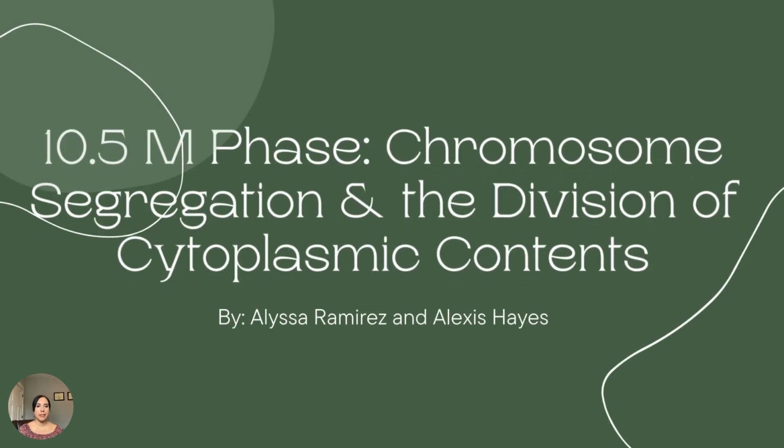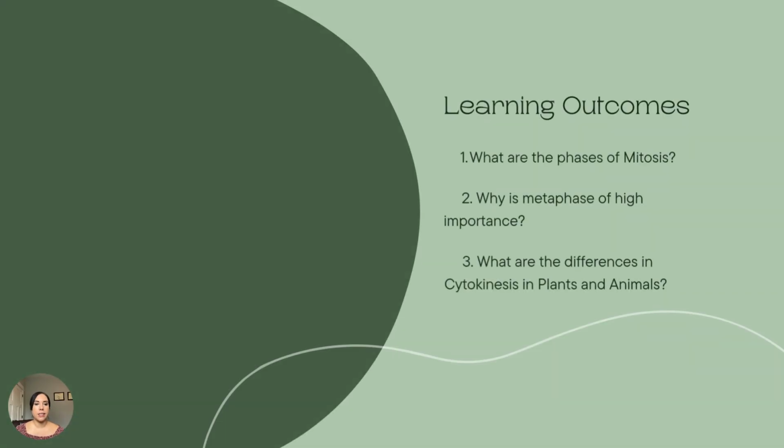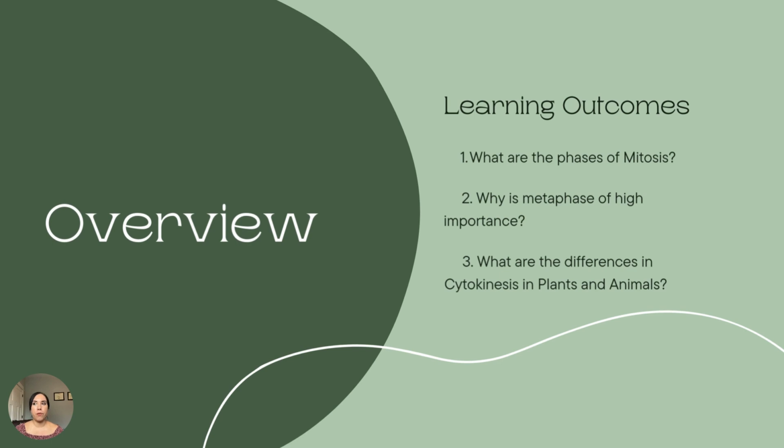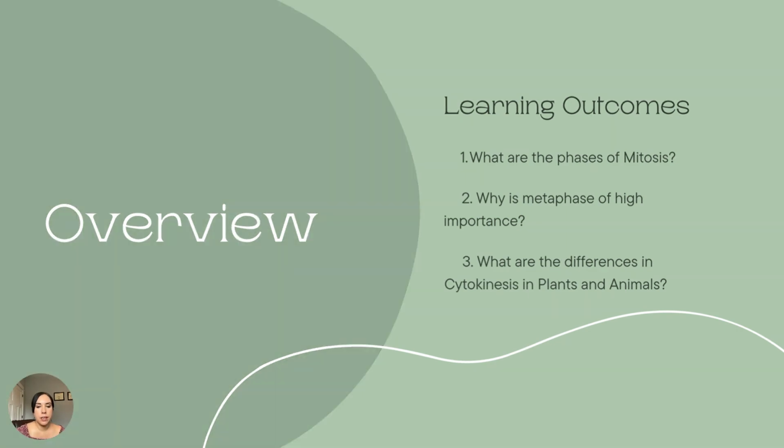My partner is Alexis Hayes, and today we're going to be covering section 10.5, the M phase, chromosome segregation, and the division of cytoplasmic contents. Just to give you all a brief overview of the learning outcomes, we are going to be discussing the five phases of mitosis, the importance of the metaphase, and the differences in cytokinesis of plants and animal cells.